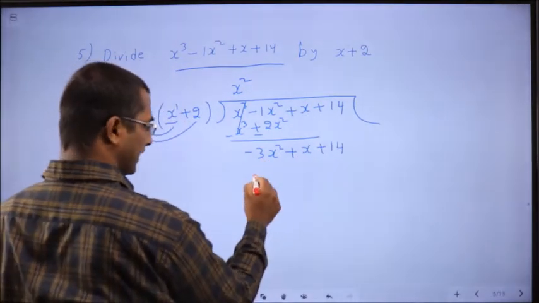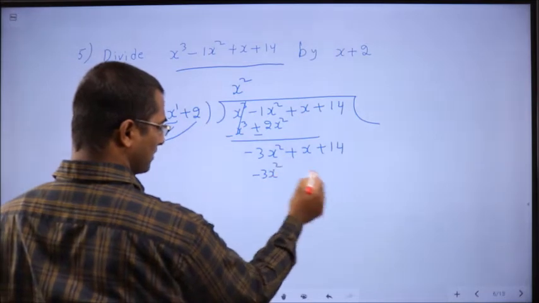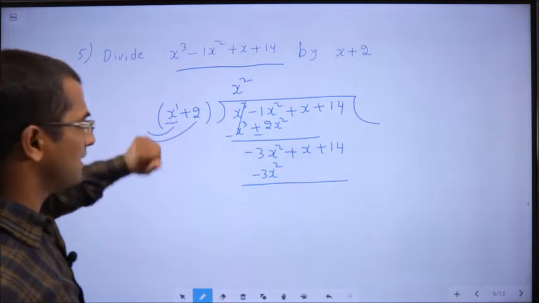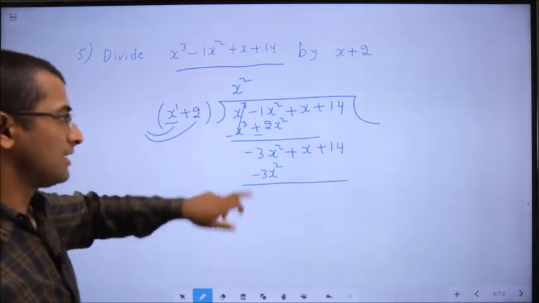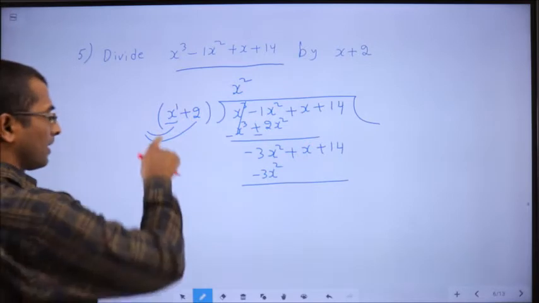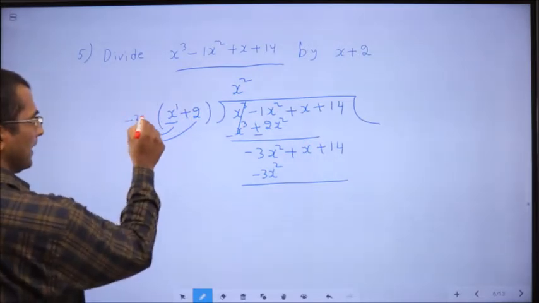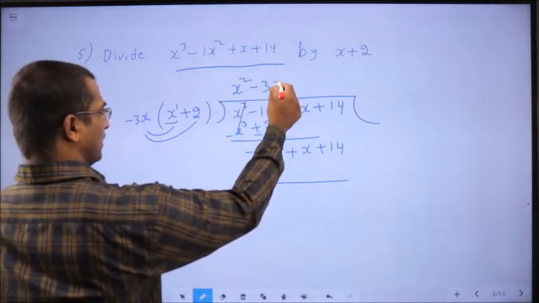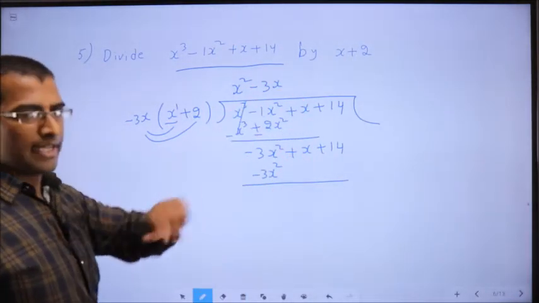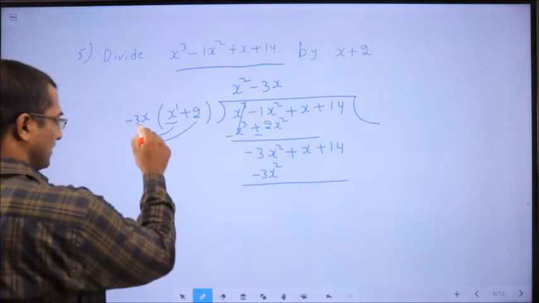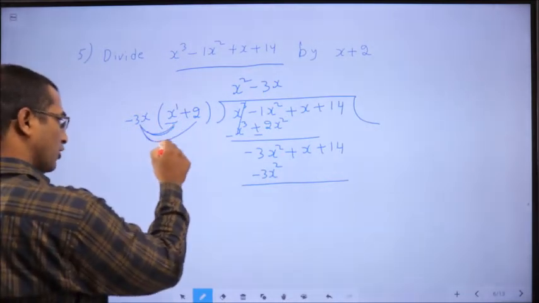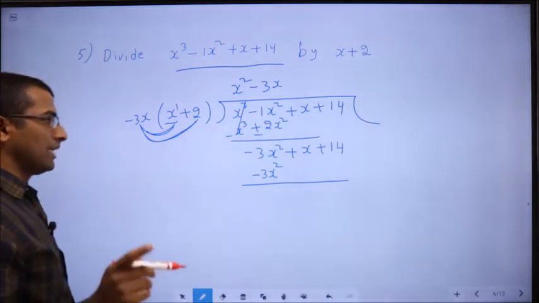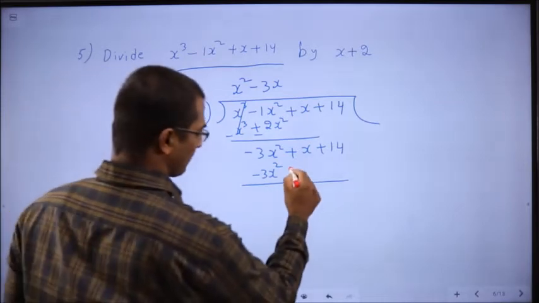Now here minus 3x square, below this also I should get minus 3x square. Here I have x power 1. This needs to be multiplied with what, such that I get minus 3x square? This should be multiplied with minus 3x. Only then I get minus 3x square. So next term of the quotient is minus 3x. This I am multiplied to this should also be multiplied with 2. So minus 3x into plus 2 will give me minus 6x.